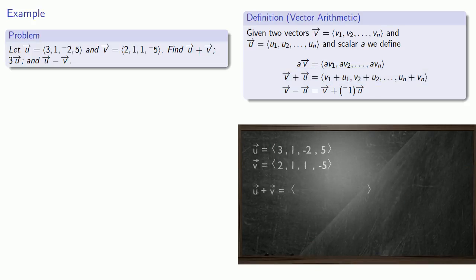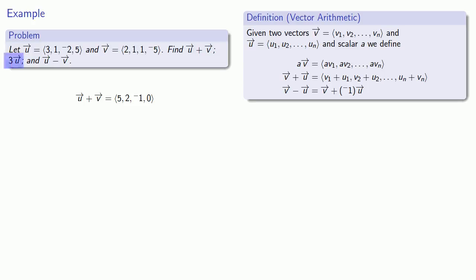We'll start by adding the first components together. 3 plus 2 is 5. We'll add the second components together. 1 plus 1 is 2. We'll add the third components. -2 plus 1 is -1. And finally, adding the fourth components together, 5 plus -5 is 0, which gives us the sum of the vector u plus v, which will be the vector (5, 2, -1, 0).